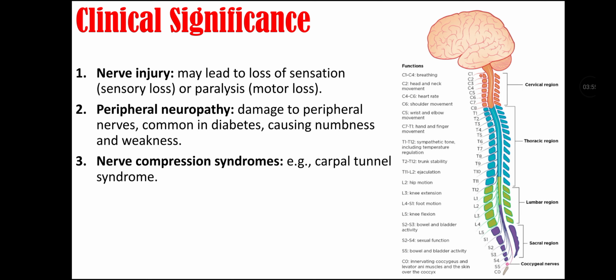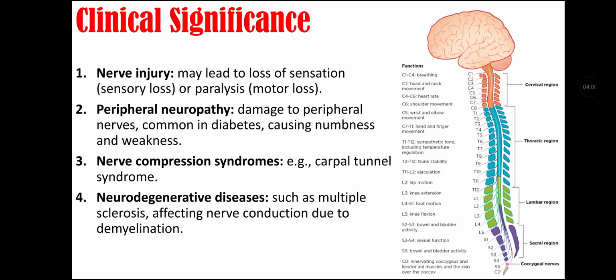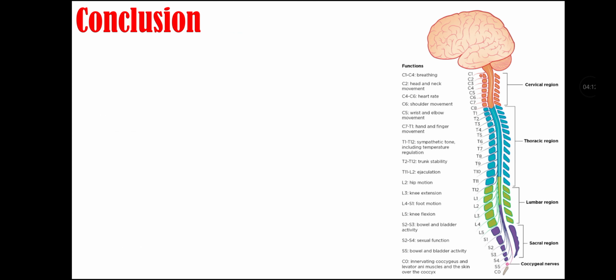Third is nerve compression syndrome, for example, carpal tunnel syndrome. Fourth significance is neurodegenerative diseases such as multiple sclerosis that affect nerve conduction due to demyelination. And fifth significance is neuritis, that is inflammation of nerve, and it is often painful.